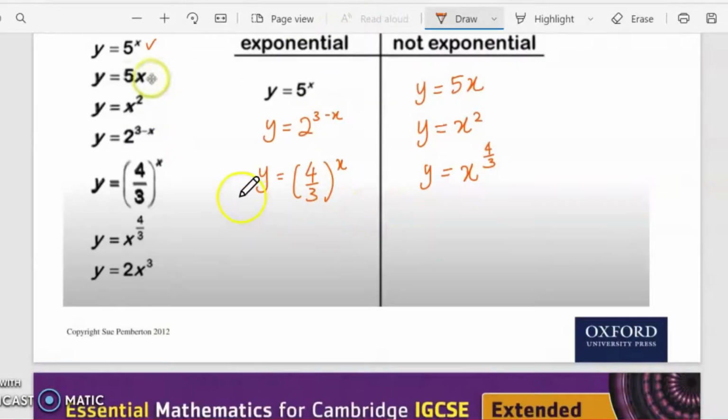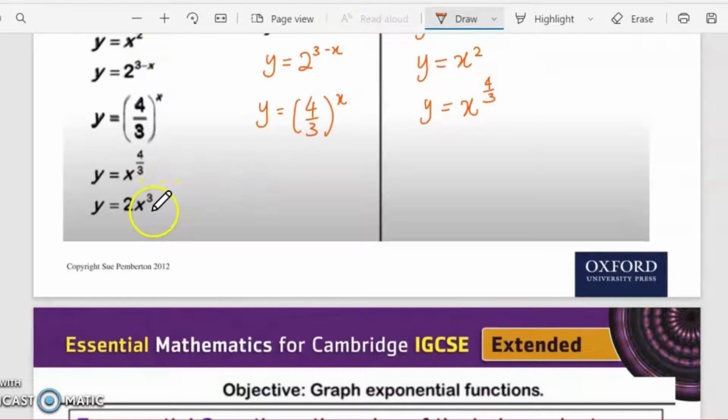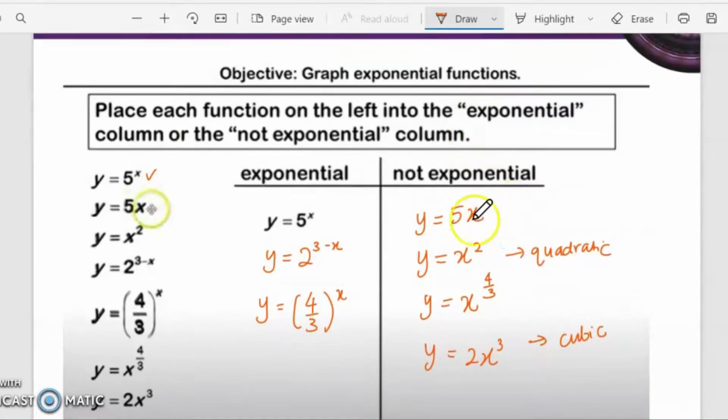And then the last one is y equal to 2x cubed. This one is not exponential function. This is a cubic function. x squared is a quadratic function. Okay, quadratic, and then this one is for cubic. So this is roughly how we look at the exponential function.